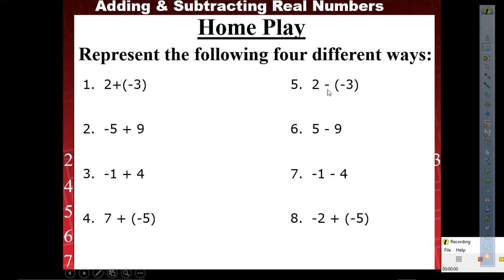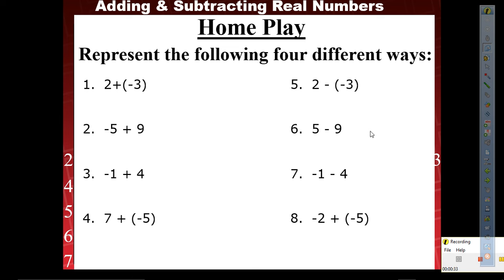Number 5 is 2 minus negative 3. Number 6 is 5 minus 9. Number 7 is negative 1 minus 4. And number 8 is negative 2 plus negative 5. Copy that, please. So that's the home plate for tonight.